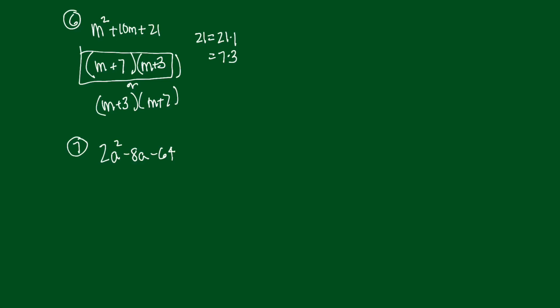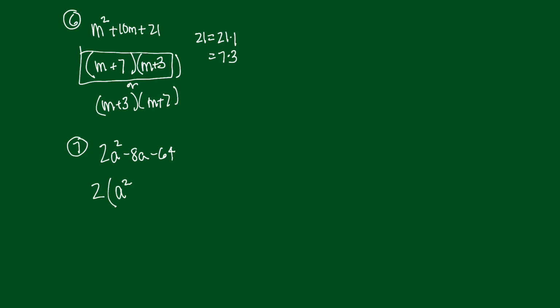Now here in number 7, it looks like we have three terms and something's common to all three, right? They're all three of these coefficients, the 2 and the 8 and the 64, they're all even. So I can take out a 2, right? What's the biggest number you can divide into the 2, 8, and 64? A 2. So there's a 2 common.